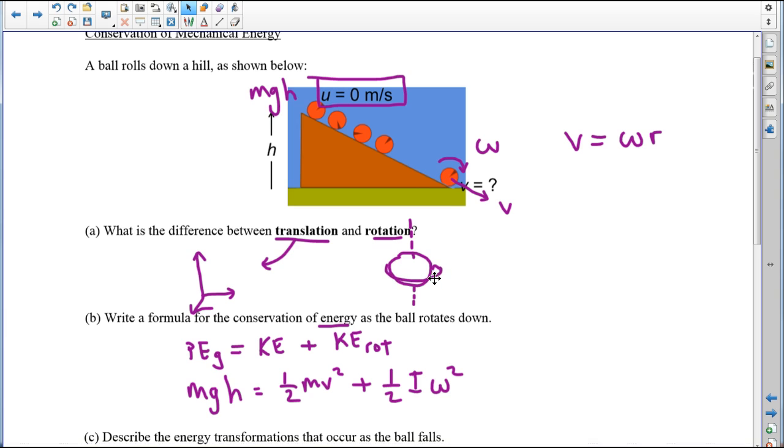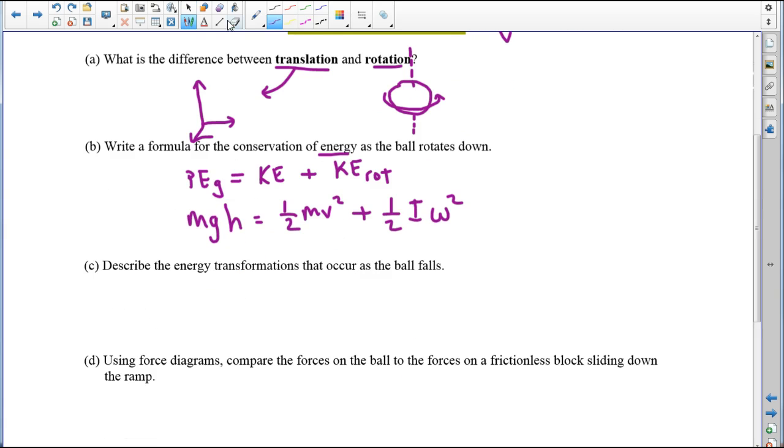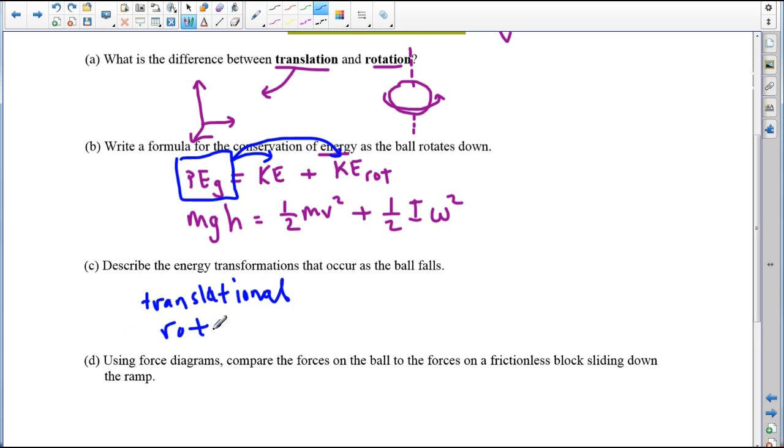So we can move this over a little bit. That's rotation. To take a moment to describe the energy transformation, remember this is transforming into these two things. Be sure to distinguish translational from rotational when you answer this question.